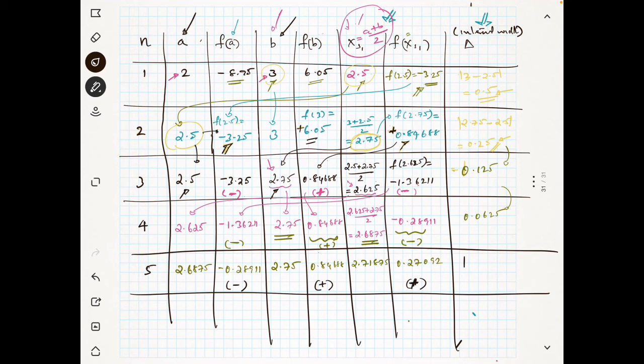So the solution is between 2.6875 and this number, that means this one, 2.71875, because this function value is positive and this function value is negative. Okay, so that's why. So we will always compare our new function value with the previous two. If it has the same sign, we can avoid. So what we are actually going to do, we are finding the middle point basically.